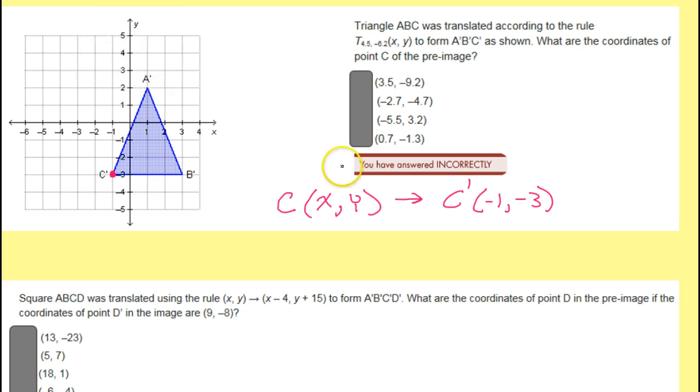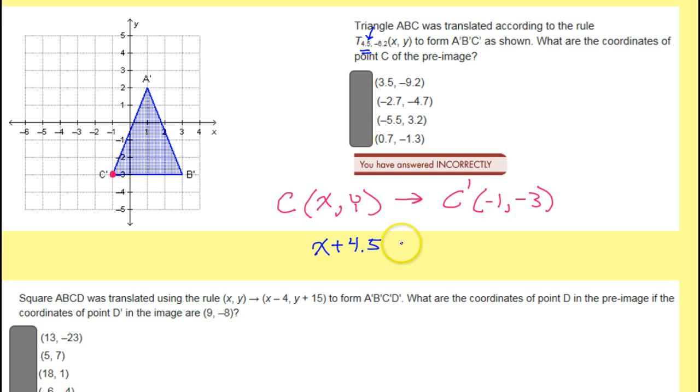Now let's think about this. To get C prime, we had to take the x value, and according to this, see the positive 4.5 right here? That means we had to take the x value and add 4.5 to it. That's how you would move it 4.5 to the right.